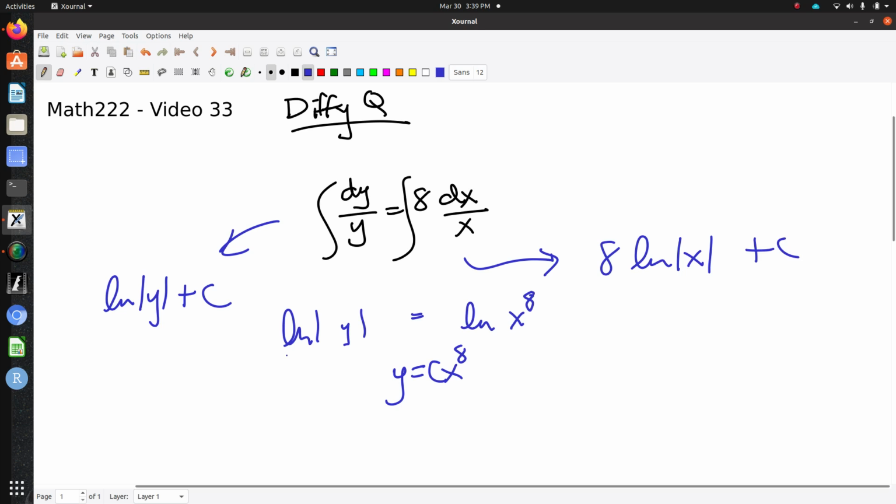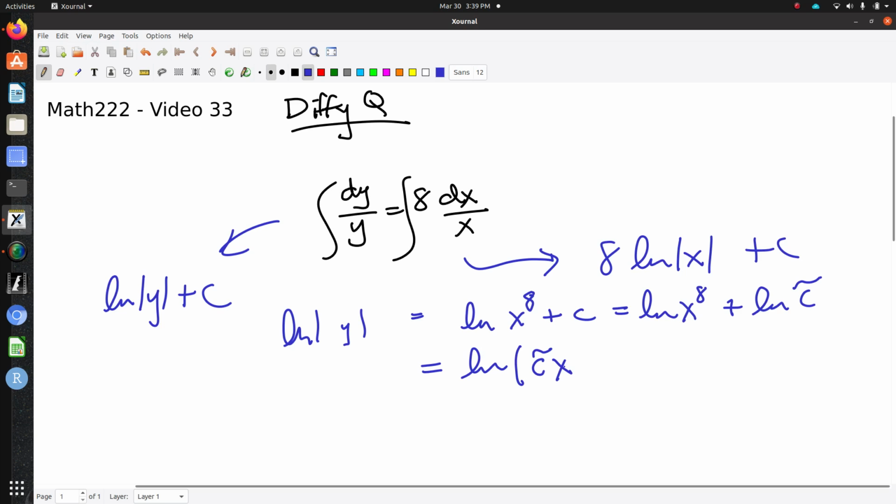Let me just do that a little slower for you, because once you know that that's what happens, you'll just naturally do that. Okay, so what are we going to do? We're going to rewrite this as natural log of x to the 8th plus natural log of something else. I don't know what that natural log is of, so I put a tilde on top. And then that's going to be like natural log of c tilde x to the 8th.